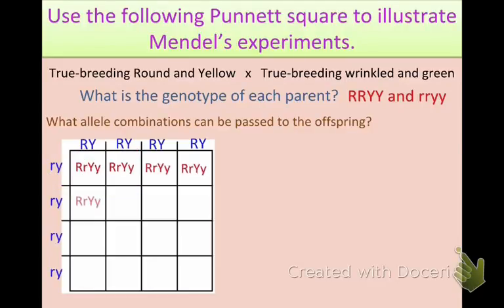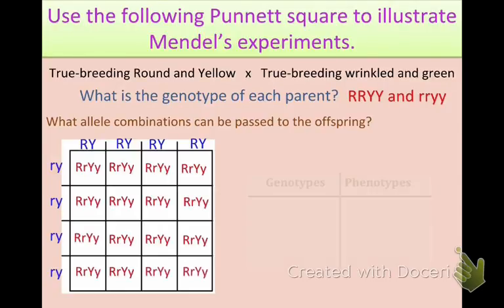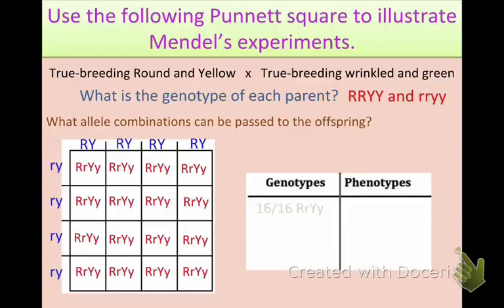And guess what we get for every single one? Okay, so all the genotypes are the same. 16 out of 16 are big R, little r, big Y, little y. And all of them show up as round and yellow because that's the dominant trait.